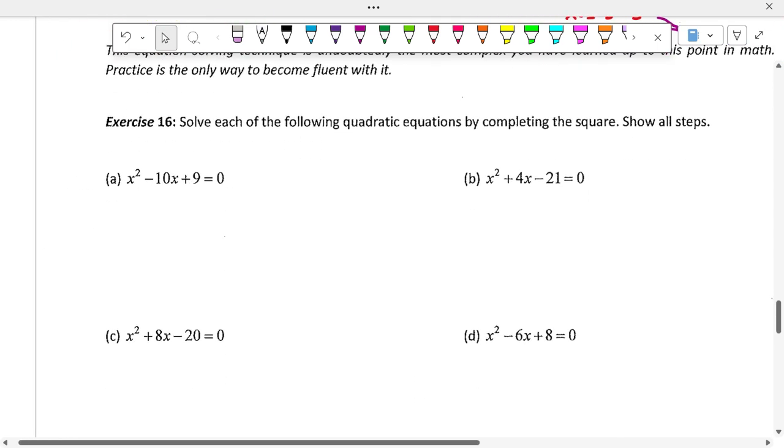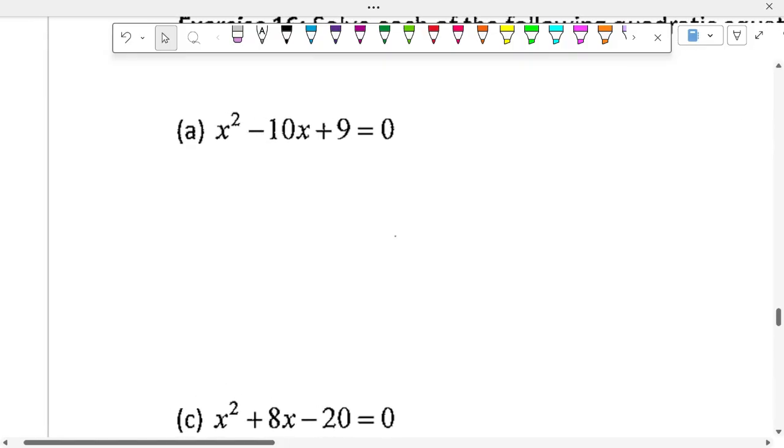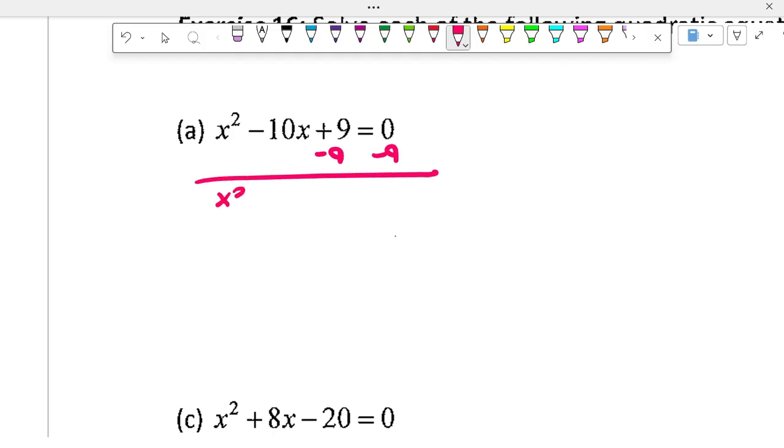So let's try another one together. So look at letter A. Now we're going to take all the steps that we did up top, do it together. So what's my first step to solve by completing the square? Minus the 9 to both sides. So I have x squared minus 10x, leave a space, is equal to negative 9. And I'm going to also leave a space there, just so I know I need to put my next step there. What is my next step?